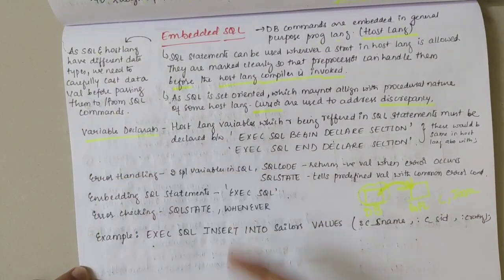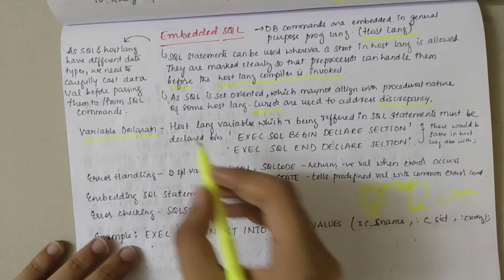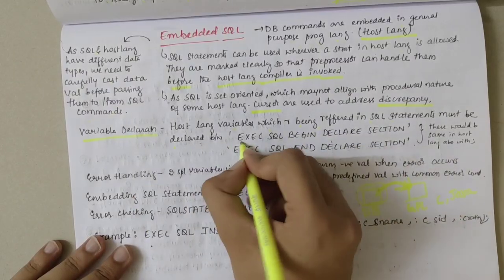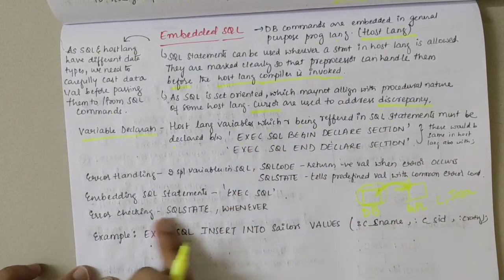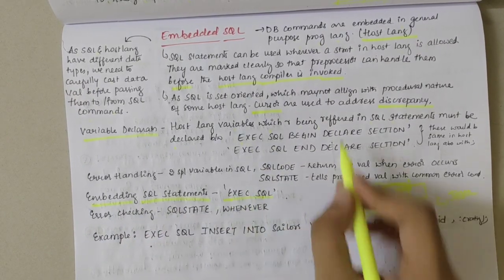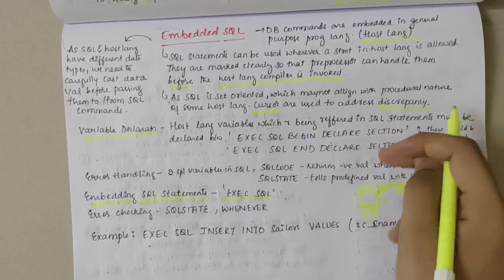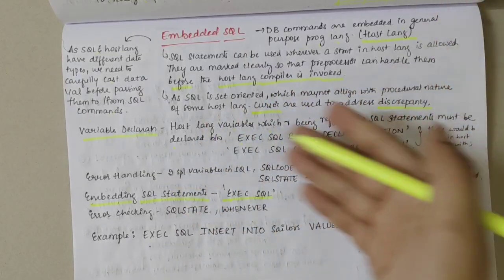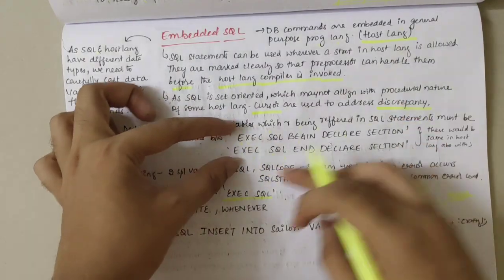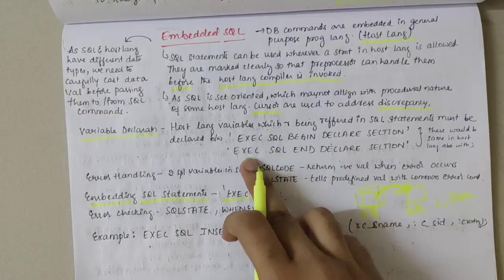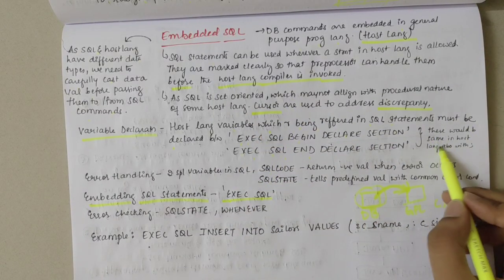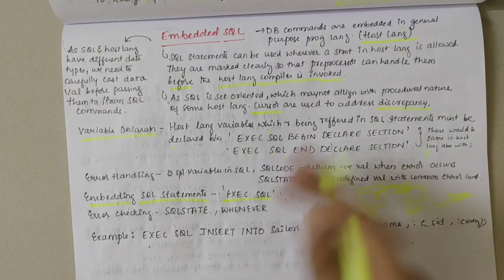Firstly, the variables are declared. In order to declare variables, host language variables which are referred to in SQL statements must be declared between EXEC SQL BEGIN DECLARE SECTION, and then we write all the statements in the middle, and then EXEC SQL END DECLARE SECTION. Between these the statements need to be written, and these depict the start and end of an embedded SQL statement. This would be the same in the host language also with a semicolon, and that's the difference.